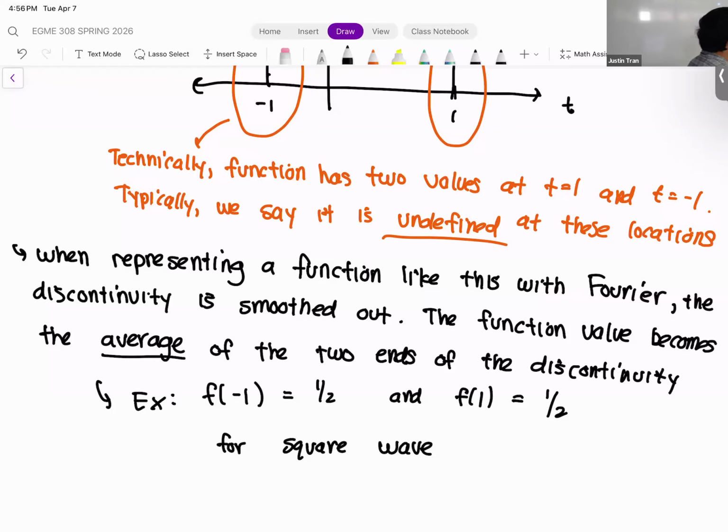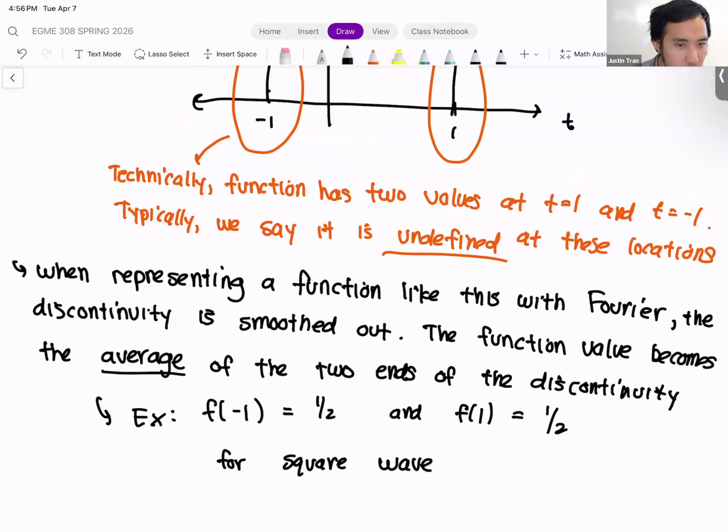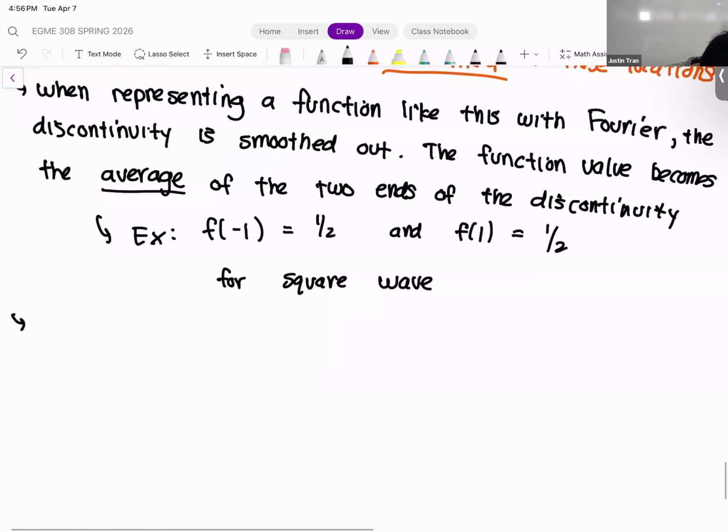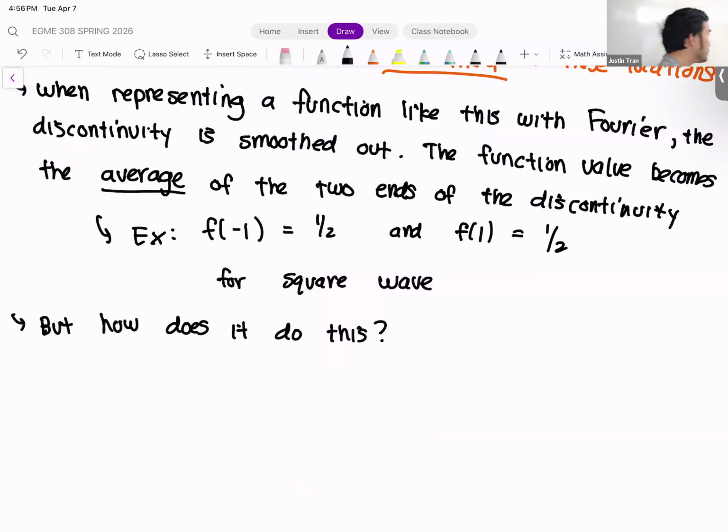All right. Any questions on this? Okay. But then that leads to the next point. So how does it do this? It all sounds well and good, but how exactly does it produce a value here? What is it about Fourier that has these smoothing properties? What is it about it that has it go over these discontinuities?